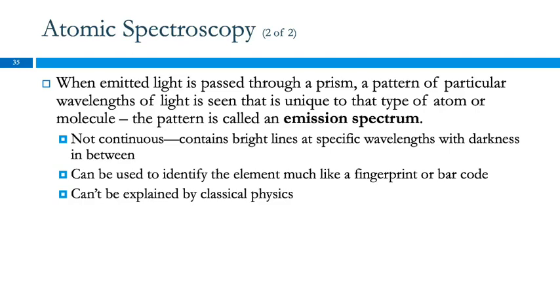So when the light is passed through a prism, instead of seeing a rainbow, a continuous spectrum, we see a series of lines. It's called an emission spectrum. And it can be used to identify an element. It looks a lot like a barcode, or it can be used like a fingerprint. And this cannot be explained by classical physics.